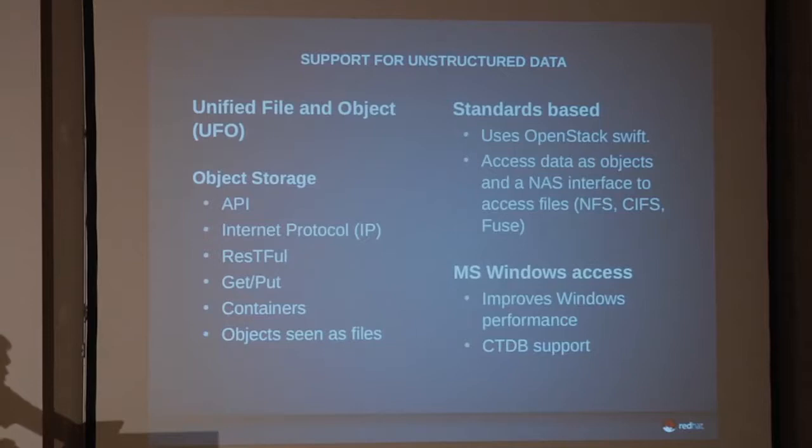So we alluded to support for unstructured data. Let's see what's there in RHS 2.0. We've introduced unified file and object, UFO for short, nothing to do with unidentified flying objects. So we've brought object and file storage together. Object storage provides you API-based access to Gluster. You could change your applications to leverage these APIs and talk to Gluster. This works over the internet, so it's not just limited to a LAN.